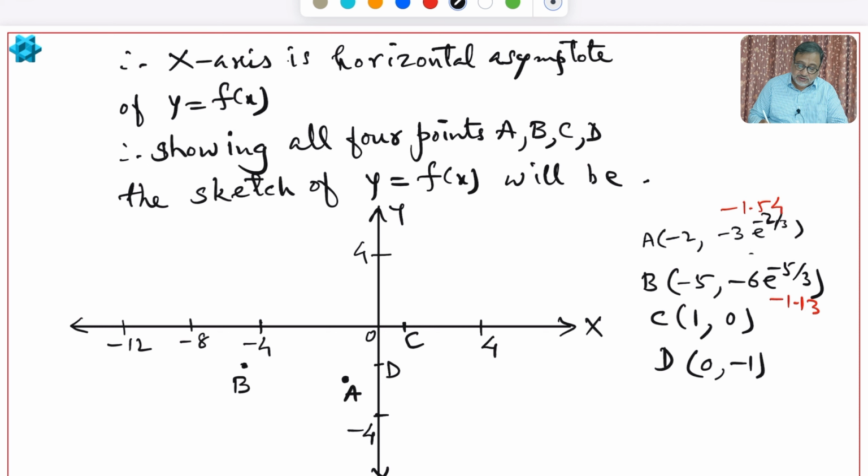What I have drawn is approximately okay. Now look here, this graph comes like this, and because the x-axis is an asymptote, it will go like this here, it will go up. Okay, these are the 4 points through which it will pass. I hope you understood this question. It was a long question, right?